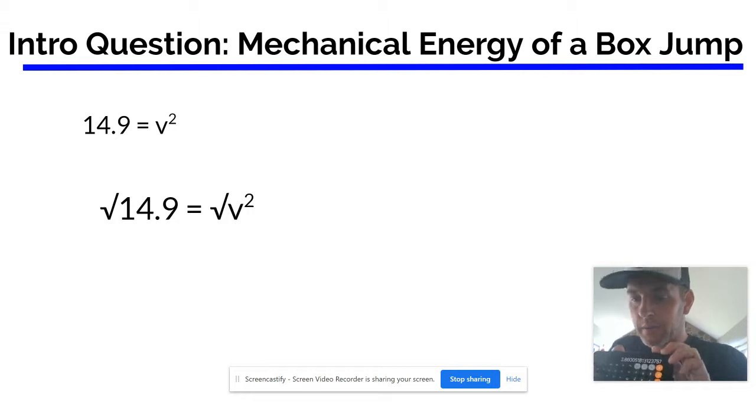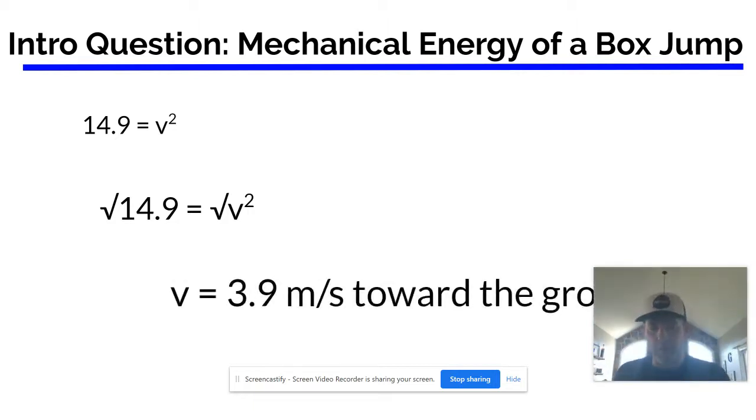And I'm going to round that to 3.9. So 3.9 meters per second towards the ground. Okay. But again, you've got to flip your iPhone sideways to get that option to do the square root. Okay. So that's a warm-up question. That's just a system of mechanical energy where we're just going up to down.